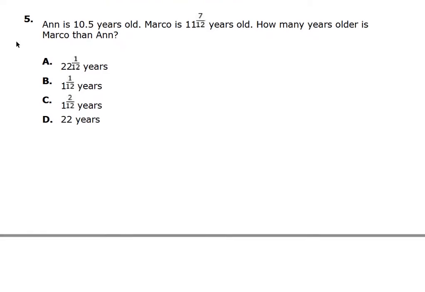Question 5. Anne is 10 5/10 years old. Marco is 11 7/12 years old. How many years older is Marco than Anne? A, 22 1/12 years. B, 1 1/12 years. C, 1 2/12 years. D, 22 years.